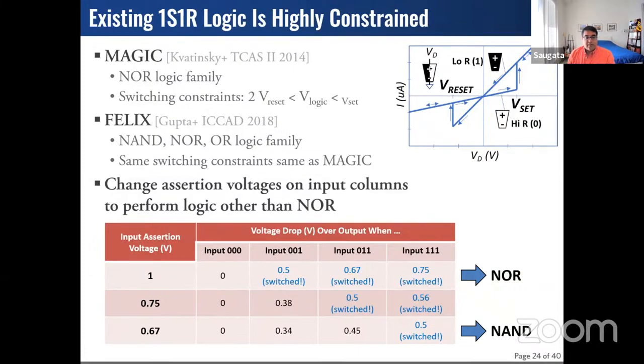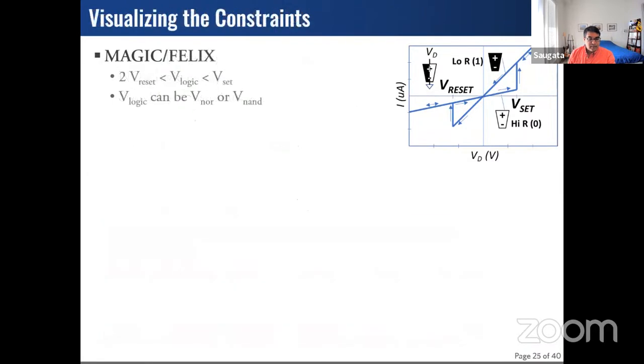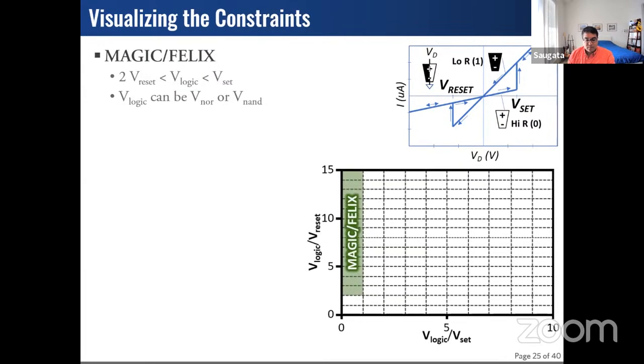There are a number of different logic families that build upon this. MAGIC is one of them. FELIX is another one, published by Tajana Rosing's group at UCSD in 2018. But the bottom line, to make this a little bit simpler, we tried to plot the constraints and how they affect devices in this three-dimensional plot. There are 3 voltages we're concerned about: the setting voltage to set the cell to a high resistance state, the resetting voltage to reset a cell to a low resistance state, and the voltage applied for the logic itself, which is what we can actually provide to make those logical operations happen.